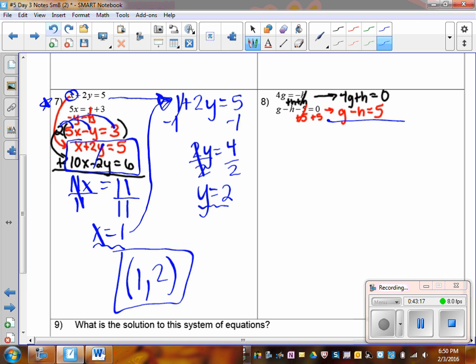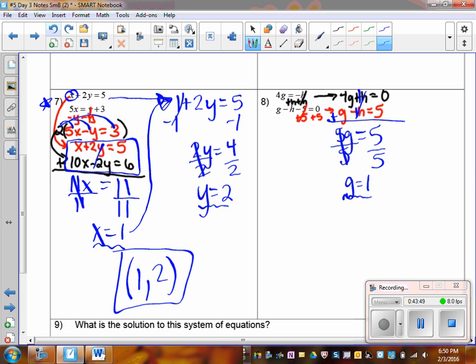When I add these together, I'm able to add them because I see that my h's have opposite coefficients, positive 1h, negative 1h. So when I add it together, I get 4g plus g is 5g. H minus h is 0, so those cancel out. And 0 plus 5 is 5. So then divide by 5, I get g equals 1. Again, with elimination, you can see that we much more quickly arrive at our first solution.